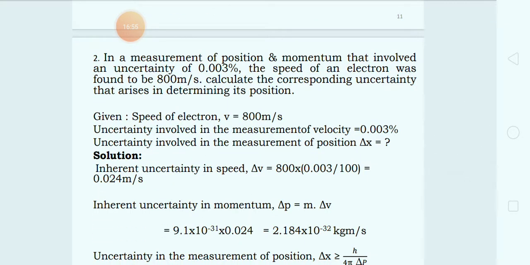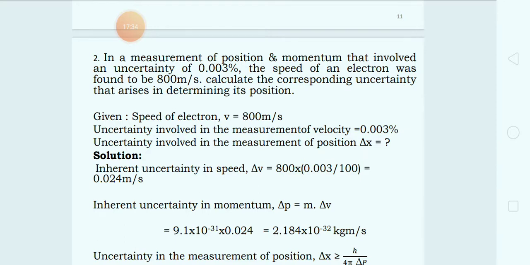In a measurement of position and momentum that involved an uncertainty of 0.003%, the speed of an electron was found to be 800 meter per second. Calculate the corresponding uncertainty that arises in determining its position. Here the given parameters are: velocity, that means speed of the particle, is given. Second, the uncertainty involved in the measurement of the velocity is given, that is 0.003%. Uncertainty involved in the measurement of position, delta x, is unknown.